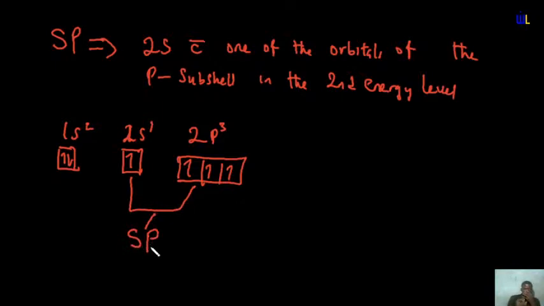Okay, having said this, I will now be throwing out the questions for you guys to respond. The first question I would like to ask is, how many hybridized orbitals do I have in sp hybridized carbon atom? Okay, so let's answer that quickly. How many hybridized orbitals do we have in sp hybridized carbon atom?